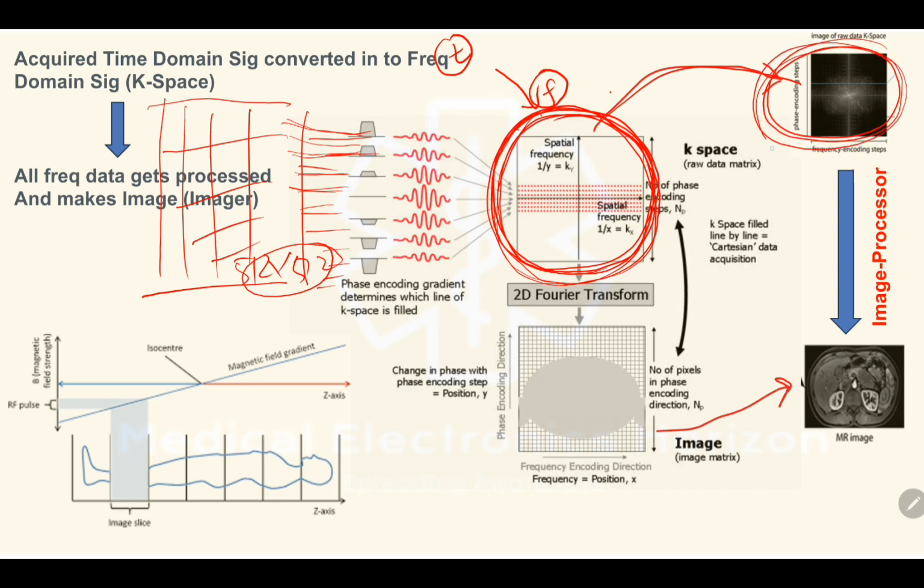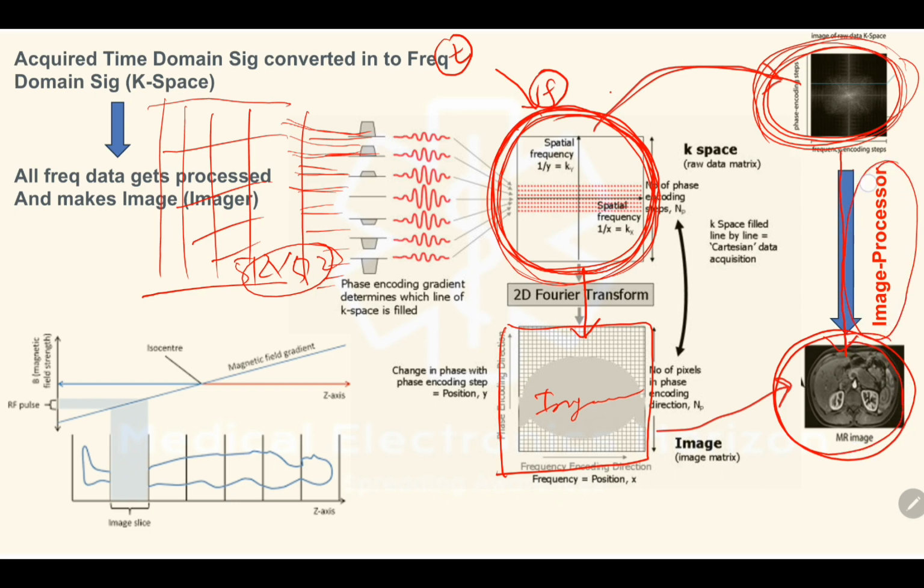Then for this K space image we use Fourier transform to constitute an MR image. So this K space image changes into the MR image. Who is changing this? This is the image processor, called the imager. The imager is changing K space into the patient image. From here, by LAN cable, this image goes to the host PC.